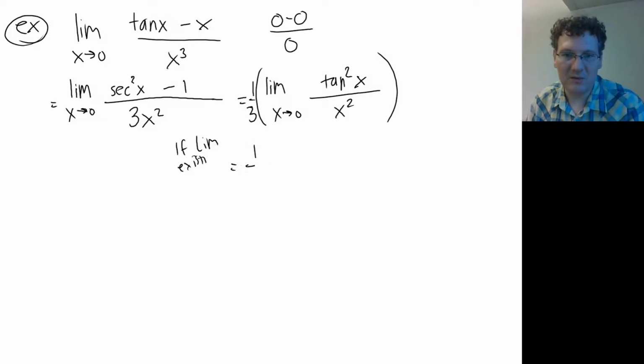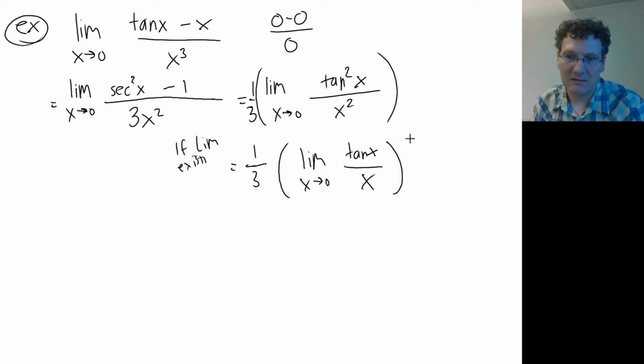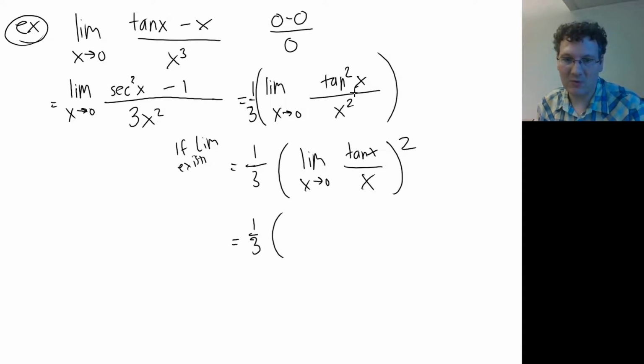Now, if the limit exists, then this is going to be 1/3 times the limit as x goes to 0 of just the tangent of x over x, squared. So if the limit exists, then the limit of tangent squared over x squared is just that limit squared. So what is that? Well, if you evaluate that at 0, you'll get 0 over 0. So it's another indeterminate form, and we're going to take this one more step.